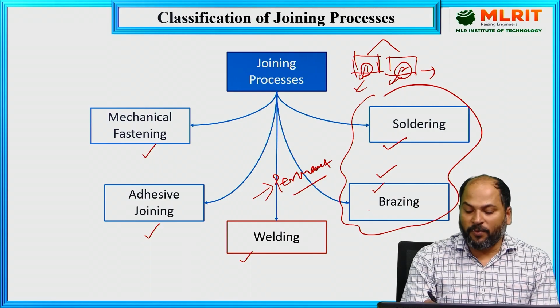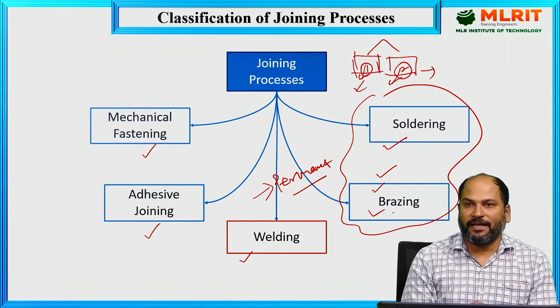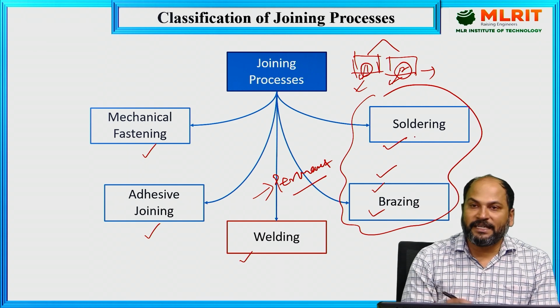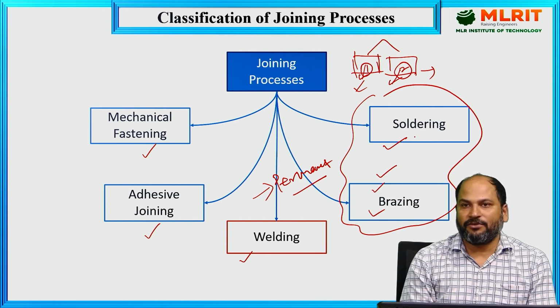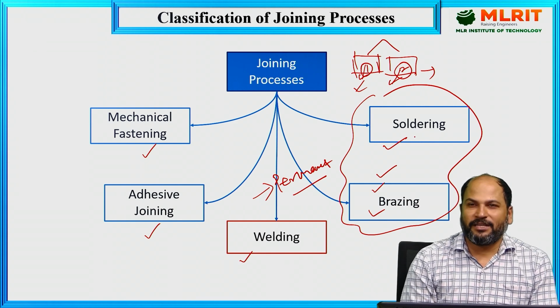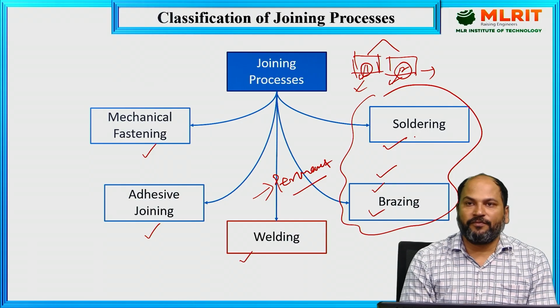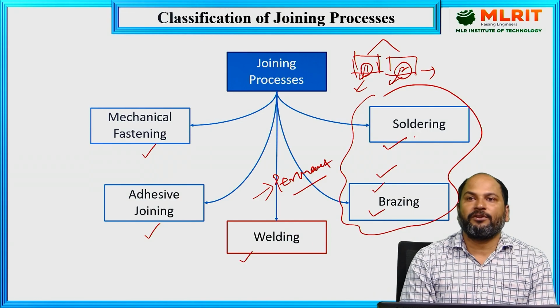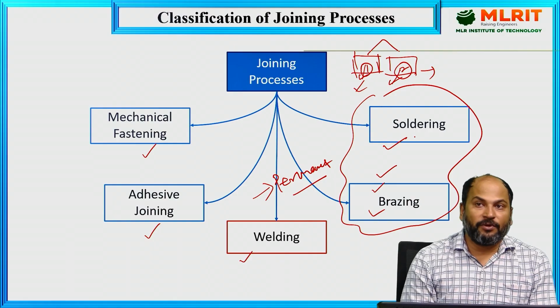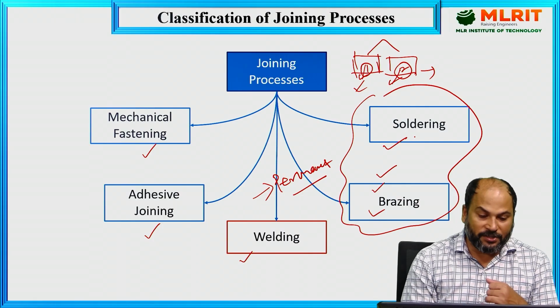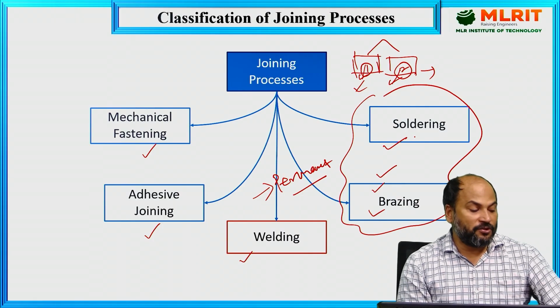So if copper or its alloy we are using as a filler, then it is known as brazing, and when tin as a filler we are using, it is known as the soldering process. So these are special welding processes which will come into picture when the two materials that we are going to join are different, and not only different, those two materials are not soluble with each other. Then these two processes will come into picture. So this is the classification of the joining processes.